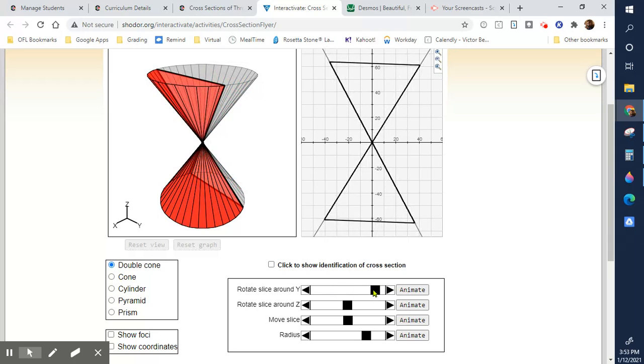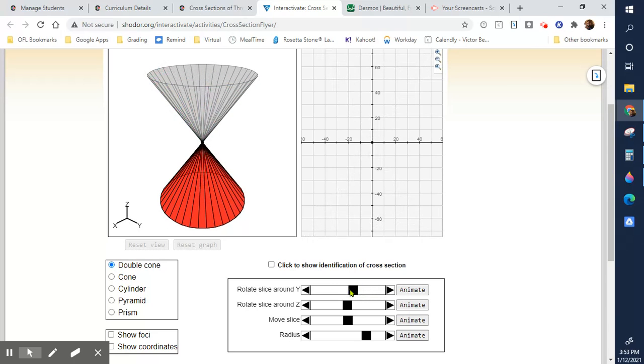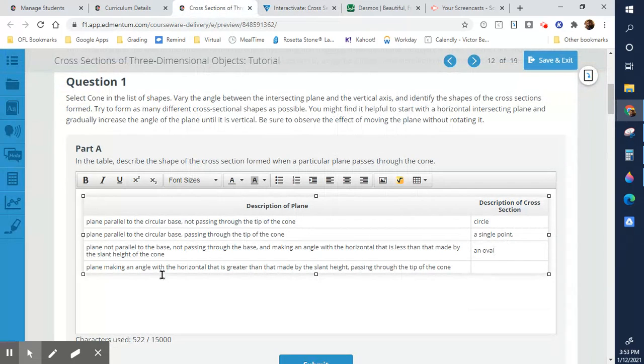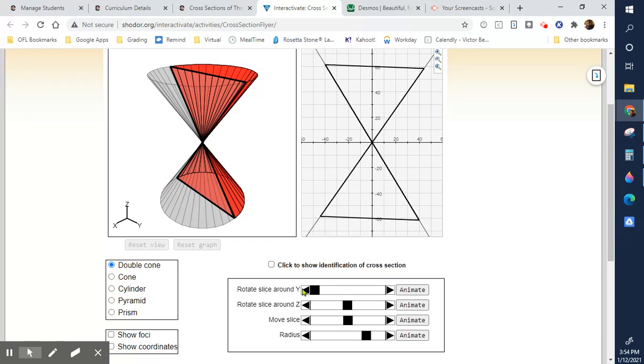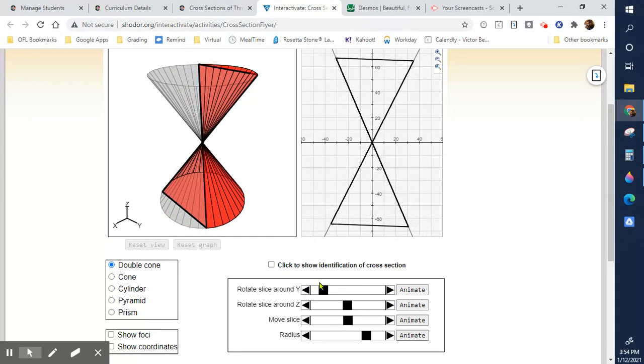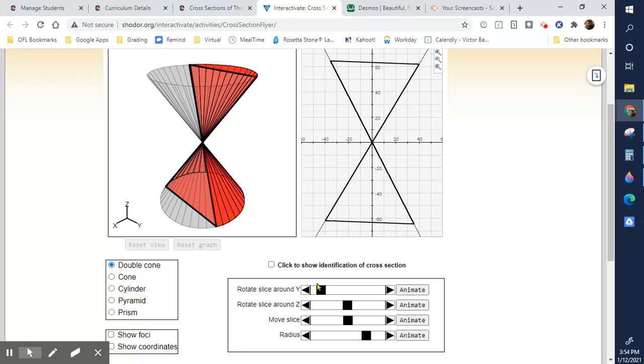Let me see if I'm doing that right. Not parallel to the base, okay? Not passing through the base and making an angle horizontal that made slant. Wait, that is less than the slant height. I kept thinking greater. That was not making any sense to me. Okay, perfect. So I want it less than the slant height. So what happens here is we kind of get these two triangles going on here. So not passing through the base. So I don't want it through the base. And I want it less than the slant height.